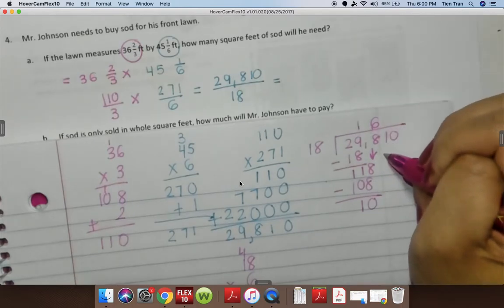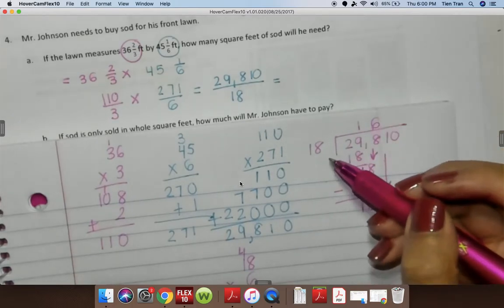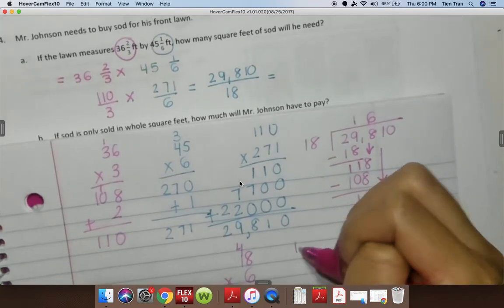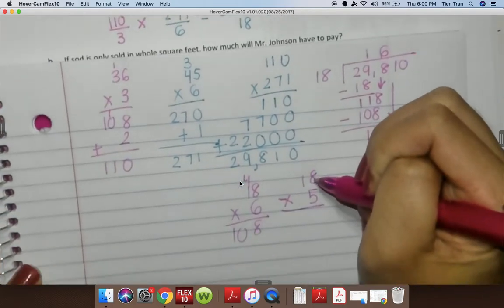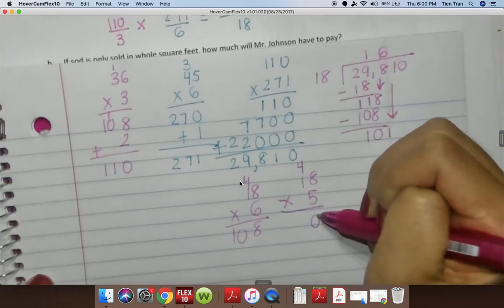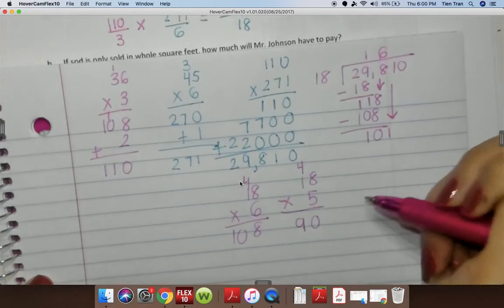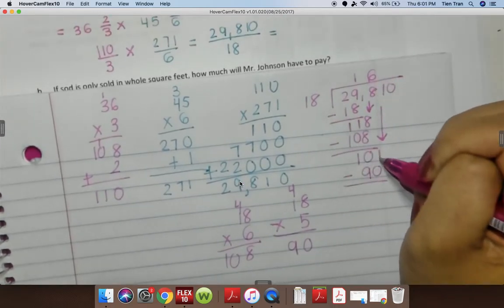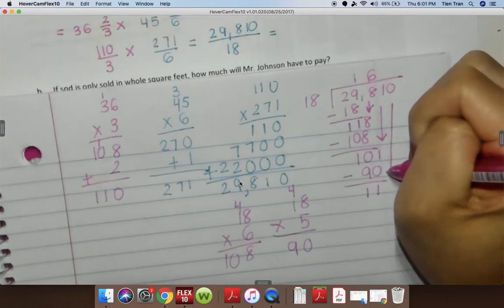I'm going to bring down my 1. How many times can 18 go into 101? Well, it's going to be one number less than 6, so 5 times. 18 times 5. 8 times 5 is equal to 40. 5 times 1 is equal to 5, plus 4 is equal to 9. So I get 90. And I'm going to subtract. 1 minus 0 is 1. 10 minus 9 is 1. I'm going to bring down my other 0.